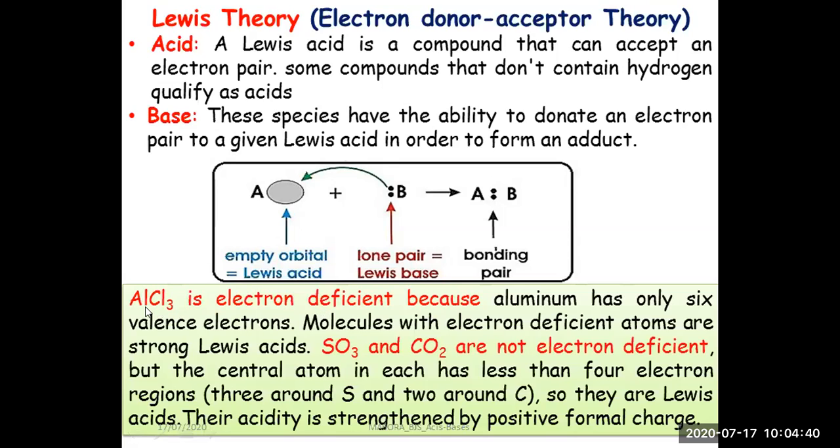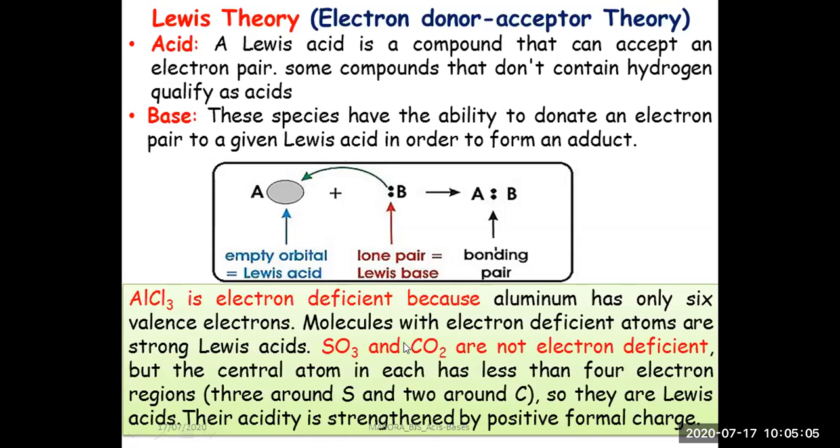The aluminum in BF3, boron, has 6 electrons in their outermost shell. So they lack one pair of electrons to complete their octet. Therefore, in this particular compound, the central atom is electron deficient. They act as electron acceptors, and therefore such compounds are called Lewis acids.